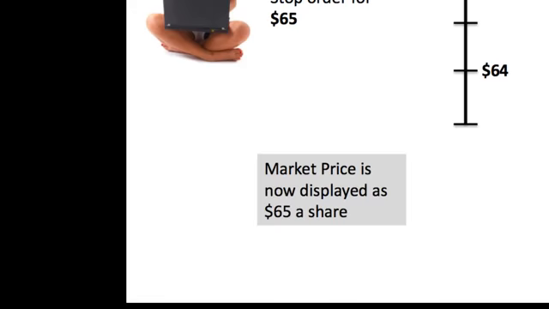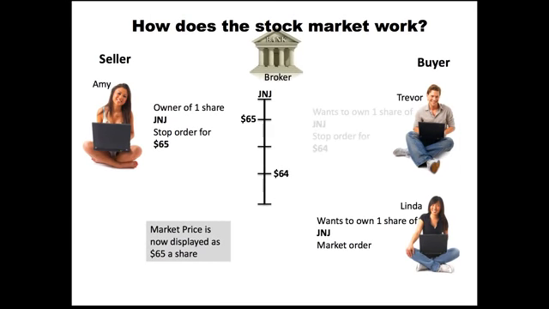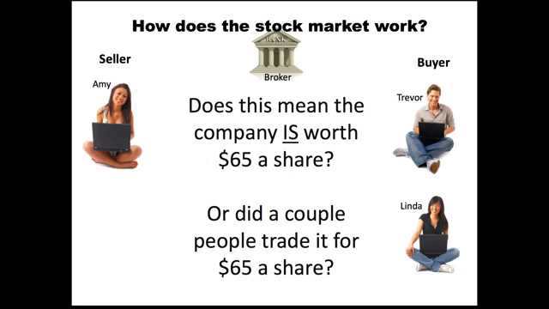And both of these sellers have now executed their shares. Kurt sold his to Trevor, and now Amy sold hers to Linda. During that cycle right there where we saw two shares traded, we saw the market price go from $64 to $65. Okay, does this mean that the company is worth $65 a share? Or did a couple of people trade it for $65 and that was nothing more than the trading price? And a person like myself and a lot of other value investors would obviously argue the second one, that was just a price that a couple people established.